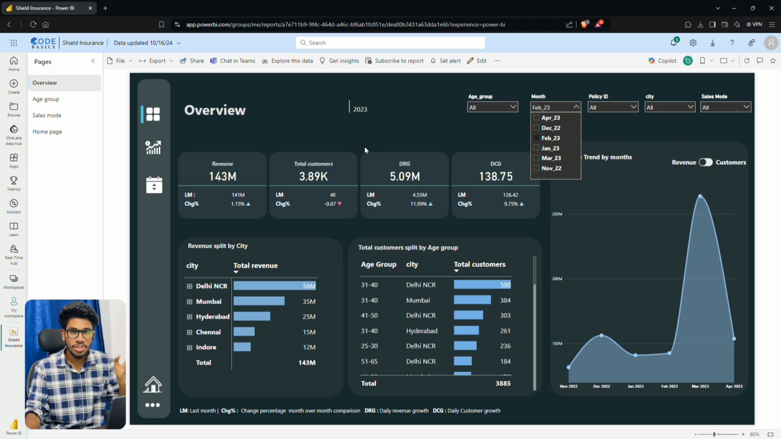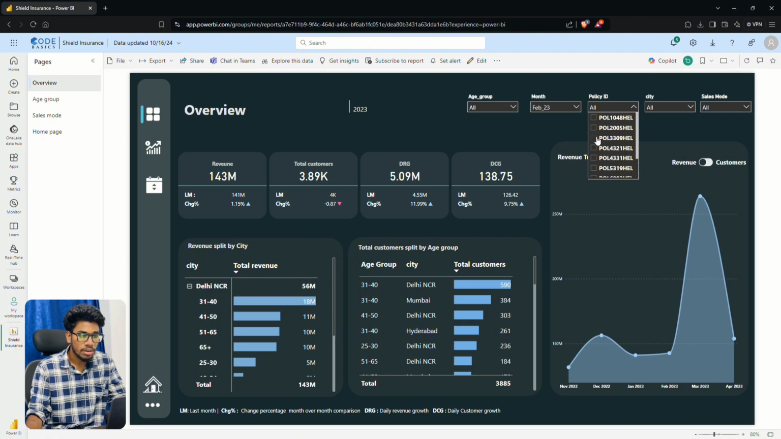In February 2023, the revenue is 440 million, compared to the previous month's revenue of 141 million, and we can see the percentage change is 1.1 percent, which shows positive performance. That's why it's showing the upward arrow. If it is not performing well, it will show a downward arrow. We can observe the total customers here: compared to the previous month, total customers decreased by 0.67 percent. So this is how we can understand the KPIs here, and we can also apply multiple filters.